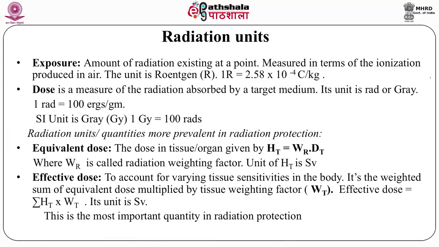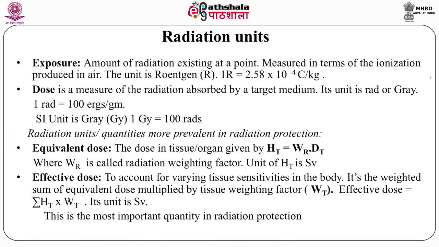So the earlier definition of exposure and the unit for it was assigned as Roentgen, in honor of the famous scientist Roentgen, the discoverer of X-rays. One Roentgen earlier was defined as one ESU of charge, that is, one electrostatic unit of charge, collected per cc of air at normal temperature and pressure. But now in SI units, this translates into one Roentgen equal to 2.58 x 10^-4 coulomb per kg of charge collected. So that's one Roentgen of exposure.